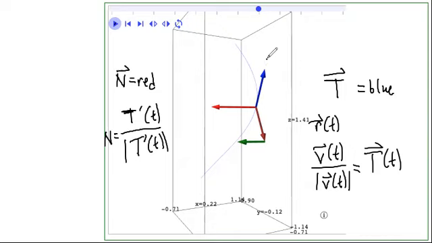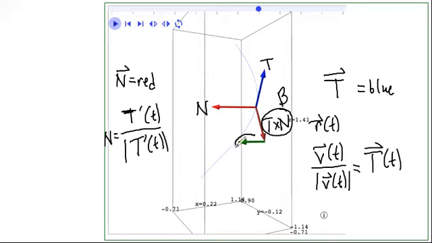So this vector is T. This vector right here is N. And this vector right here is actually T cross N. We give that vector a name and we call it B.